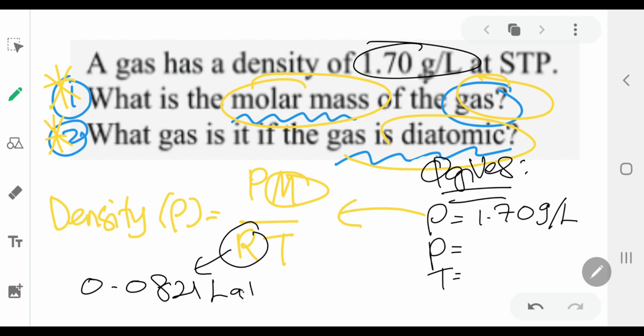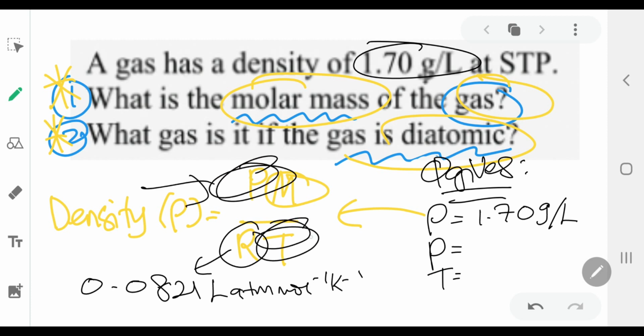We know that this R over here would be 0.0821. We know that already, but what about the pressure? And what about that temperature? How do you get that?